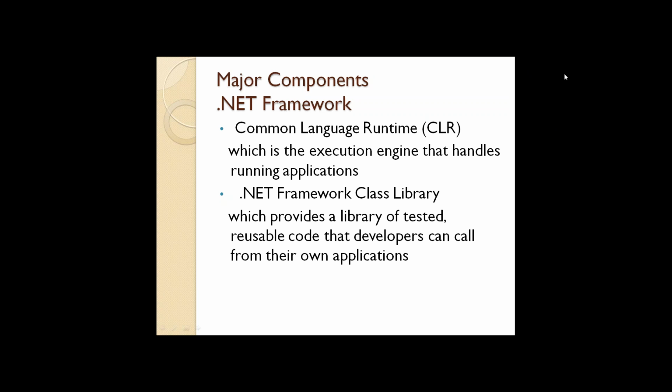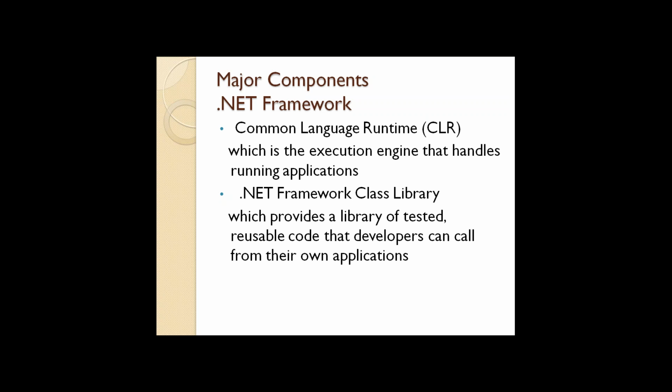CLR is responsible for executing the code. See here, it is an execution engine that handles the running application. What is the meaning of this? For example, as a .NET developer, we have a C# programming language, and then we have a VB.NET programming language, and then we have a VC++ language. Some other languages are also there. So I am a C# developer. I wrote my code in C#. Then I execute my program. Then CLR is responsible to execute the code and give the output to us.